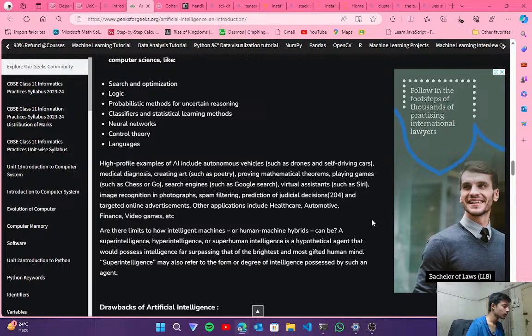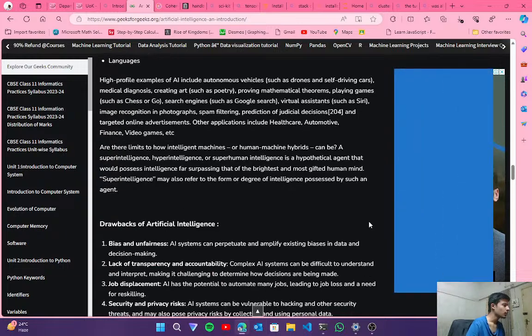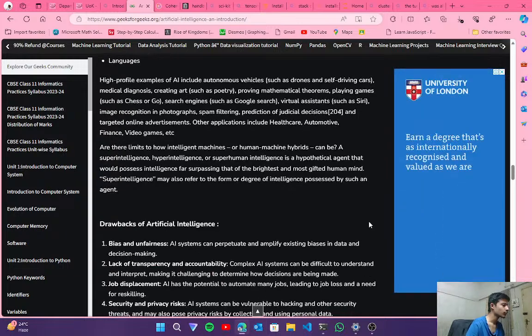Are there limits to how intelligent machines or human-machine hybrids can be? A superintelligence, hyperintelligence, or superhuman intelligence is a hypothetical agent that could possess intelligence far surpassing that of the brightest and most gifted human minds. Superintelligence may also refer to the form or degree of intelligence possessed by such an agent.